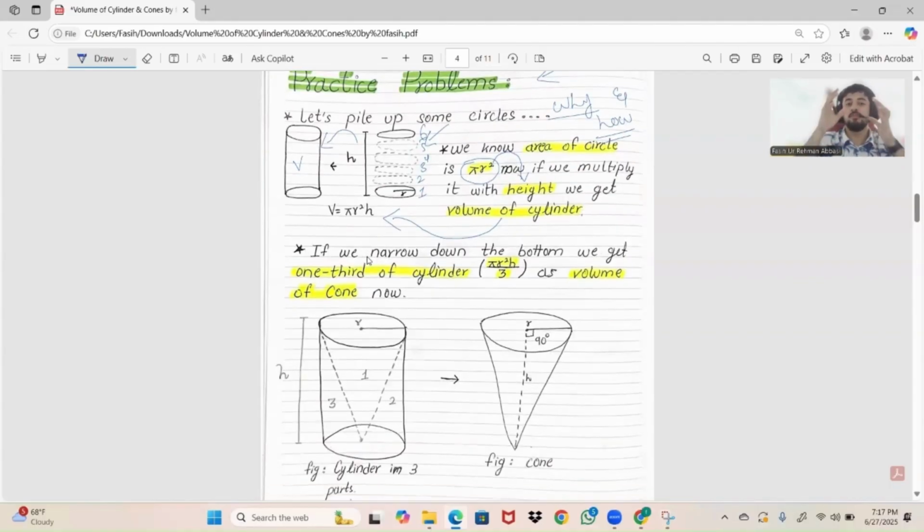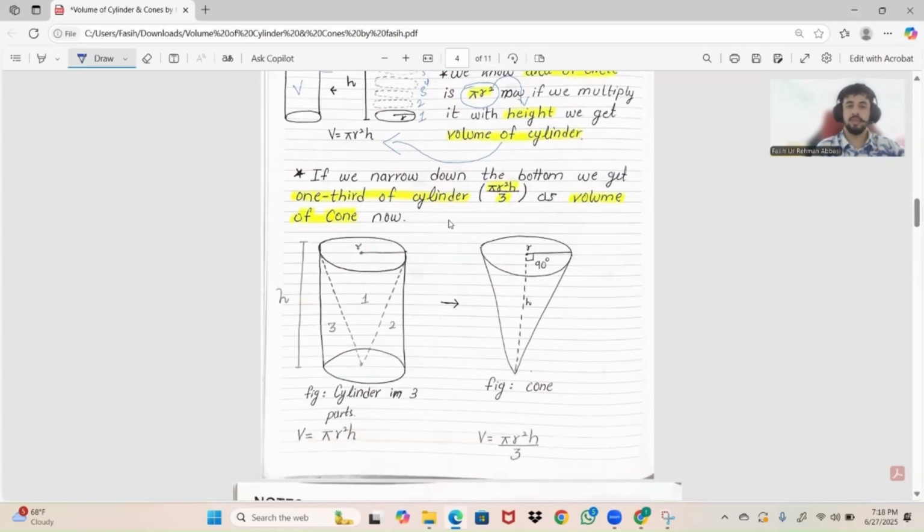So, and from a cylinder, how do you derive a cone? If we narrow down the bottom, we get 1/3 of a cylinder. This is scientifically and theoretically proved. I'm not going to prove it right here, right now, because it's a demo and I don't have a lot of time. So if we narrow down the bottom, we get 1/3 of a cylinder, that's pi r square h by 3. Look, I have drawn a cylinder and made a small cone inside. Can you see it has divided into 3 equal parts? 1, 2, and 3. So if I take this first one part outside, it's going to be something like this.